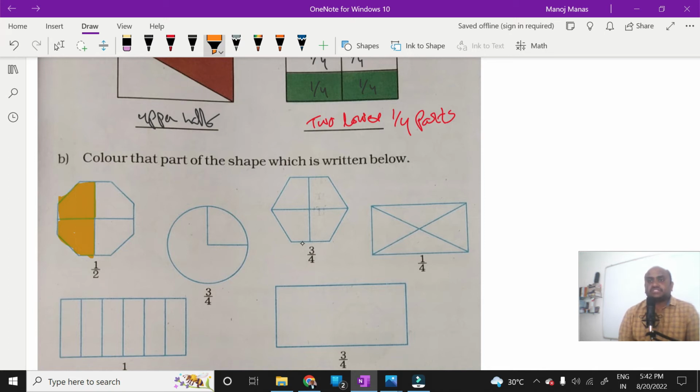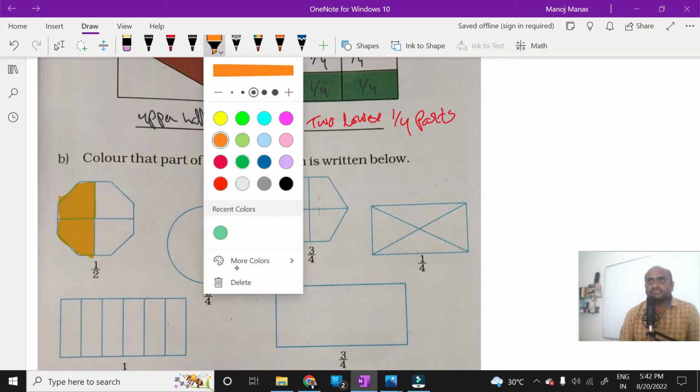And here it is 3 by 4. You have clearly mentioned 3 by 4. If a circle is divided into 4 parts, this is the 1 by 4 part, this is another 1 by 4 part, and then we have one more 1 by 4 part and one more 1 by 4 part. If 1 by 4 parts are added together, it will become 3 by 4. So this complete part, we have to draw in color.